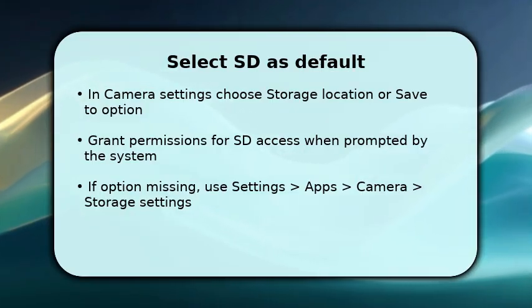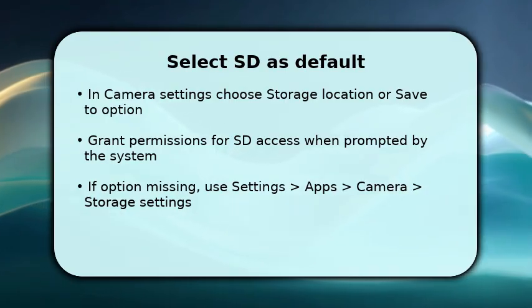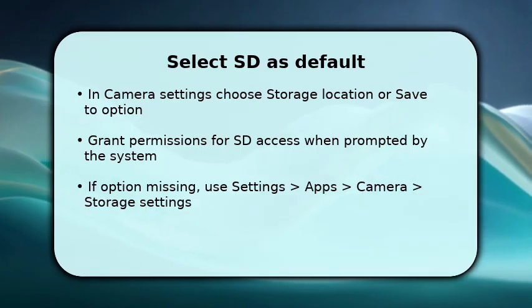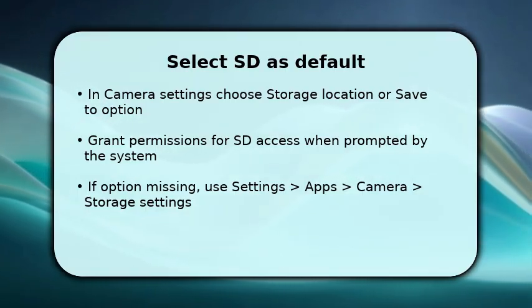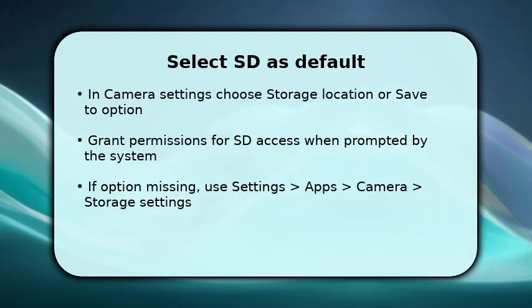Make sure to grant any permissions the system asks for so the app can access external storage. If you don't see the choice, go to Settings, Apps, Camera, Permissions, or Storage to adjust. Once selected, take a test photo to ensure the camera writes to the card rather than internal memory.